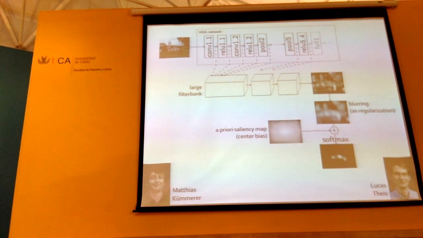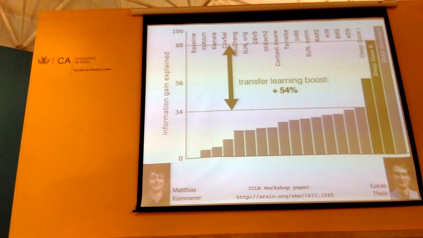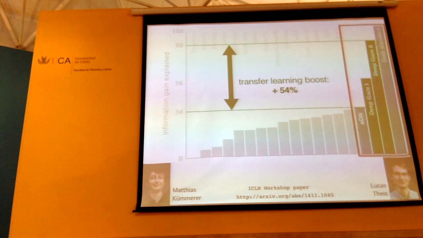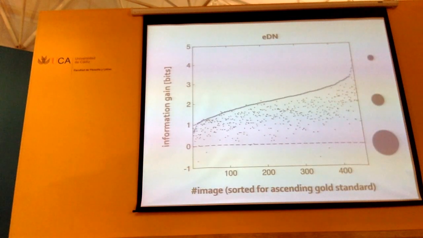And by optimizing that network, we managed to get up to 88%, explaining 88% of the expanded information. So I will show you a few example images for those. And so here, the x-axis shows you the different image indices, sorted for the gold standard.